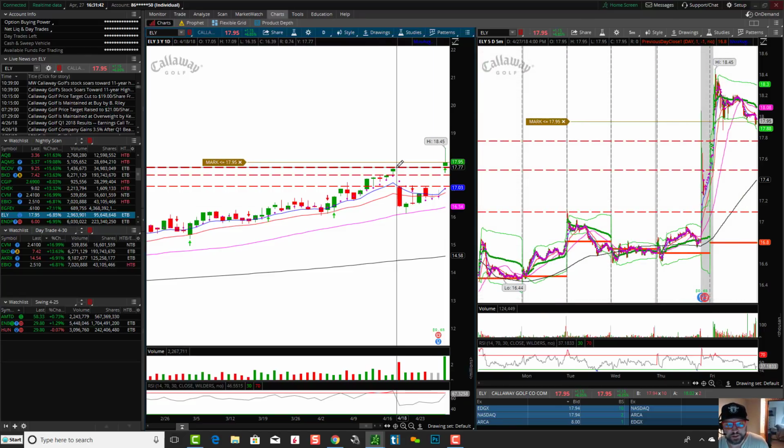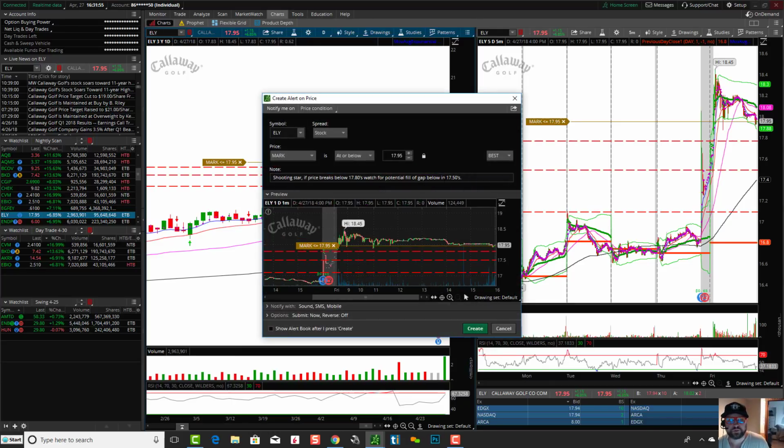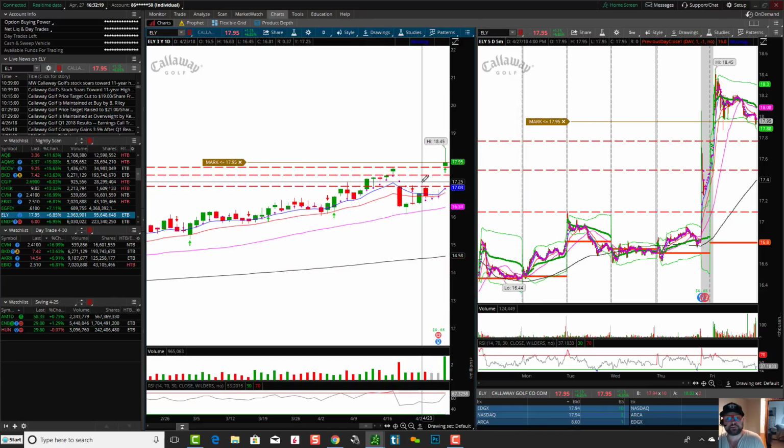So 1780, watch it fall right below to the 1750, between 1750 and 17 below, between 17 to 1750, right? Shooting star, if price breaks below 1780s, watch for potential fill of gap below between 17 to 1750. Right here, right? That's what we're looking at.